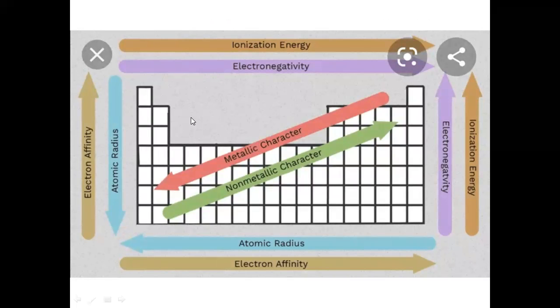You can see in this image, electronegative character increases from left to right and it decreases from top to bottom. From bottom to top, definitely it increases. The electronegative character increases, but from top to bottom, electronegative character decreases.